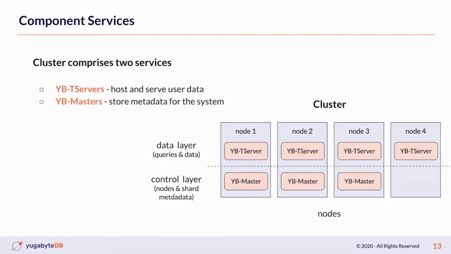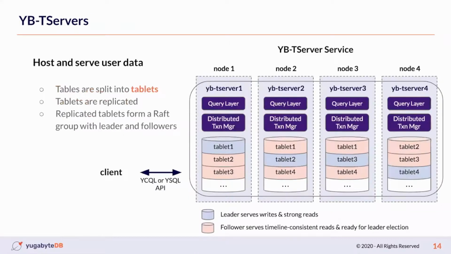The second service that runs on the system is called the YB Master. The YB Master is the control layer. I mean, again, it's not exactly the best name. It's something that we're working on changing. But the YB Master can be thought of as a cluster manager, which takes care of the cluster-wide operations and stores the metadata for the entire system. Now we look at this in a little bit more detail in the subsequent slides.